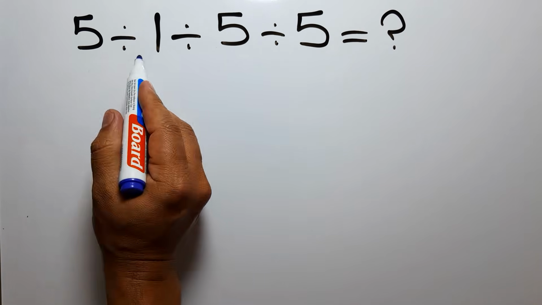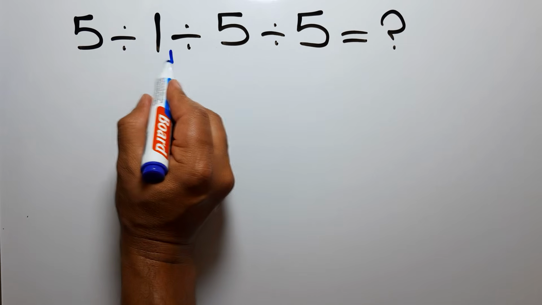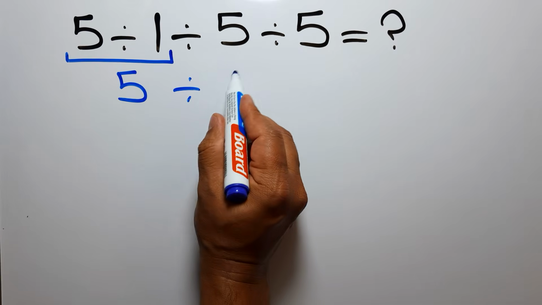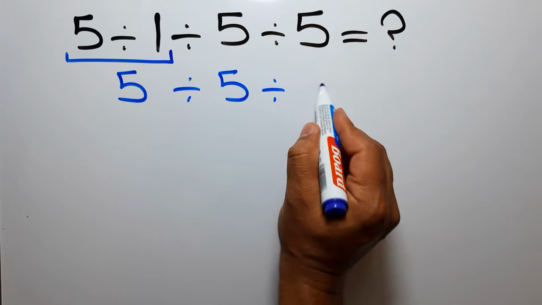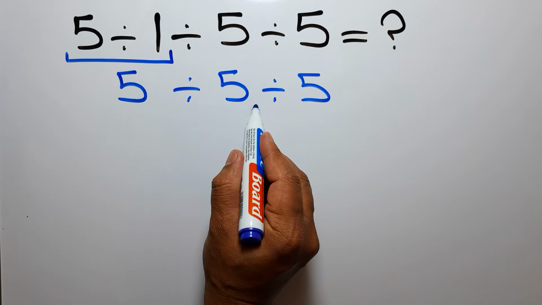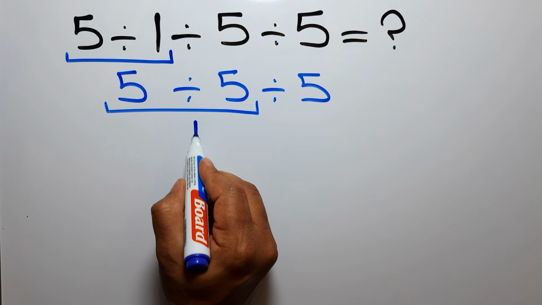So first we have to do this division. 5 divided by 1 gives us 5. So we have 5 divided by 5 and again divided by 5. Now we have to do this division. 5 divided by 5 is just 1.